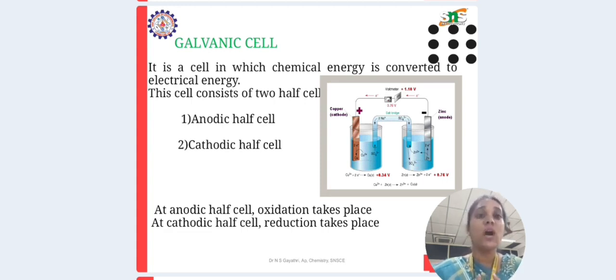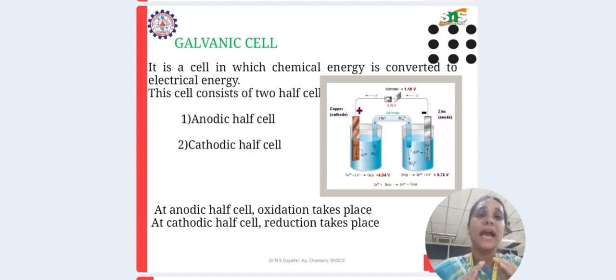It has two half cells, the anodic half cell and the cathodic half cell. The anodic half cell is also called the anodic compartment, and the cathodic half cell is called the cathodic compartment. Anode compartment is one half cell and cathode compartment is another half cell. These half cells are combined to get the whole cell, the galvanic cell.